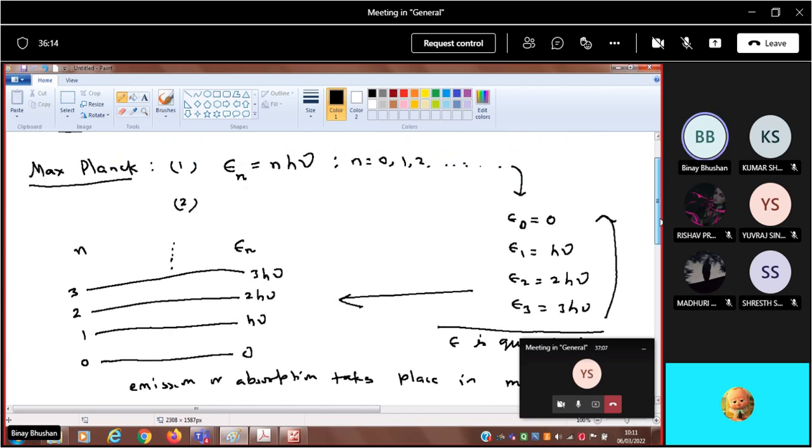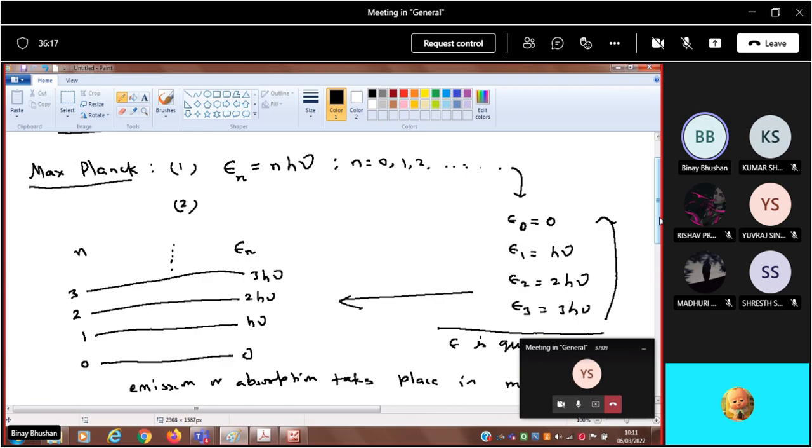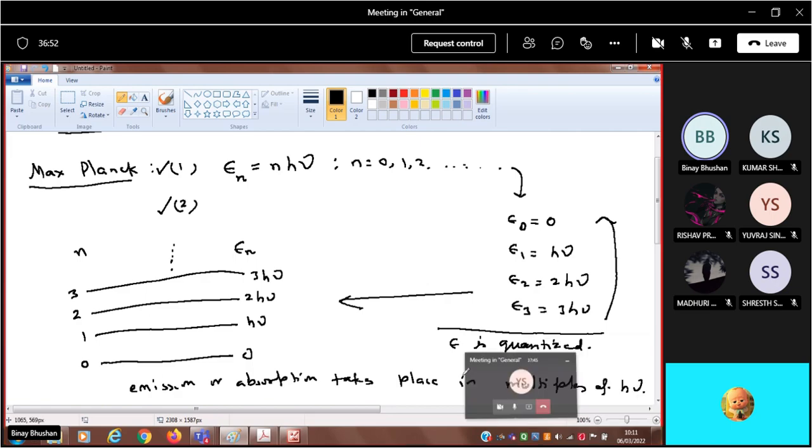So again, as a question from your examination point of view, what are the assumptions of Max Planck? We have to write these two. That the energy of an oscillator is given by this, and the second one is that an oscillator emits energy when it goes from a higher state to a lower state, and it absorbs energy when it goes from a lower state to a higher state. And this emission or absorption of energy takes place in multiples of h nu only. Must be written in the book also.